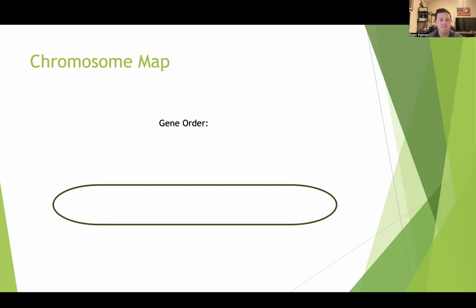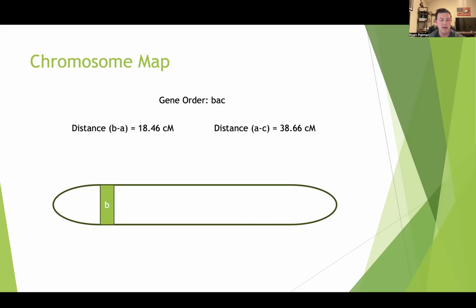Chromosome map. So from the first slide, we have our gene order BAC, and then we have the distances in centimorgans between B and A and C. So first, we can identify our B gene, place that on our chromosome. Now we have our distance of 18.46 centimorgans, and then we'll have our A gene. Again, we got our 38.66 centimorgan distance, and we can now plot the C gene. So roughly, this is what the chromosome would look like.